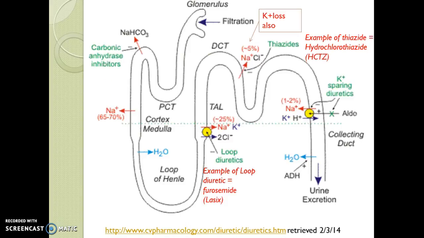Let's start in the kidney and with diuretics. This is a cartoon of the glomerulus, of which there are, of course, many in the kidney. And we're going to focus on the thiazide diuretics because they are first line in the guidelines for treatment of hypertension.